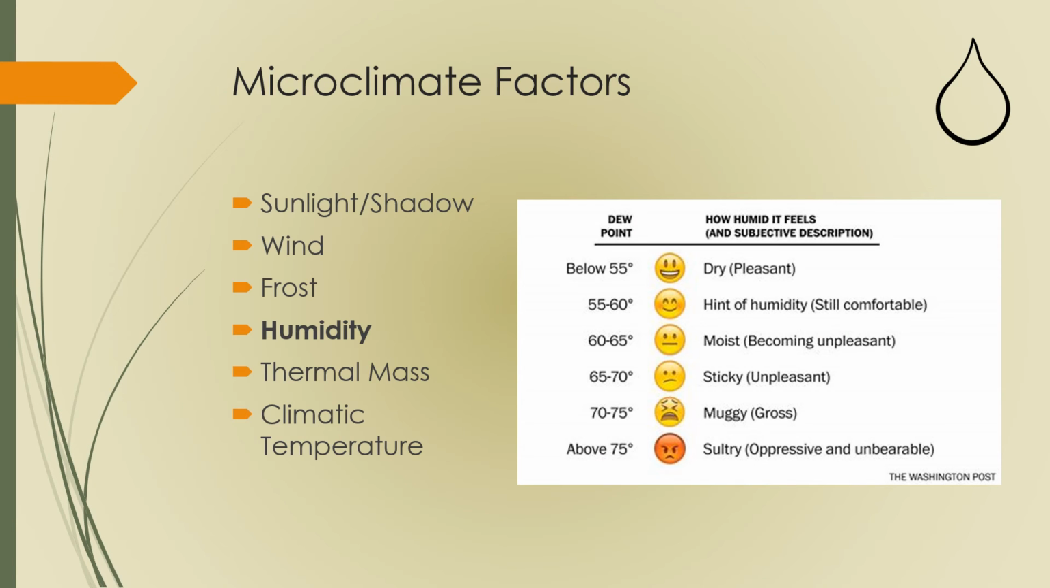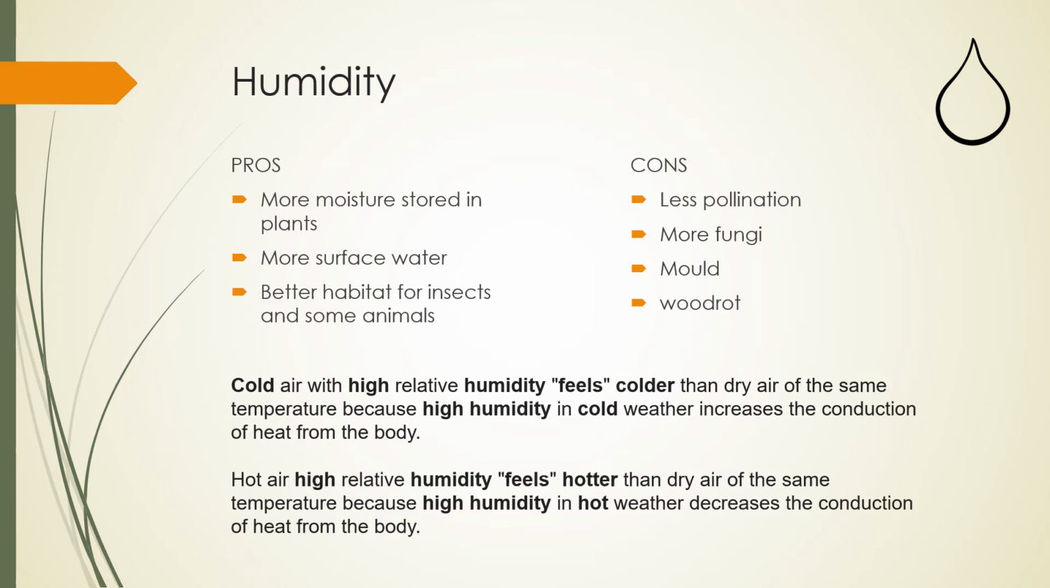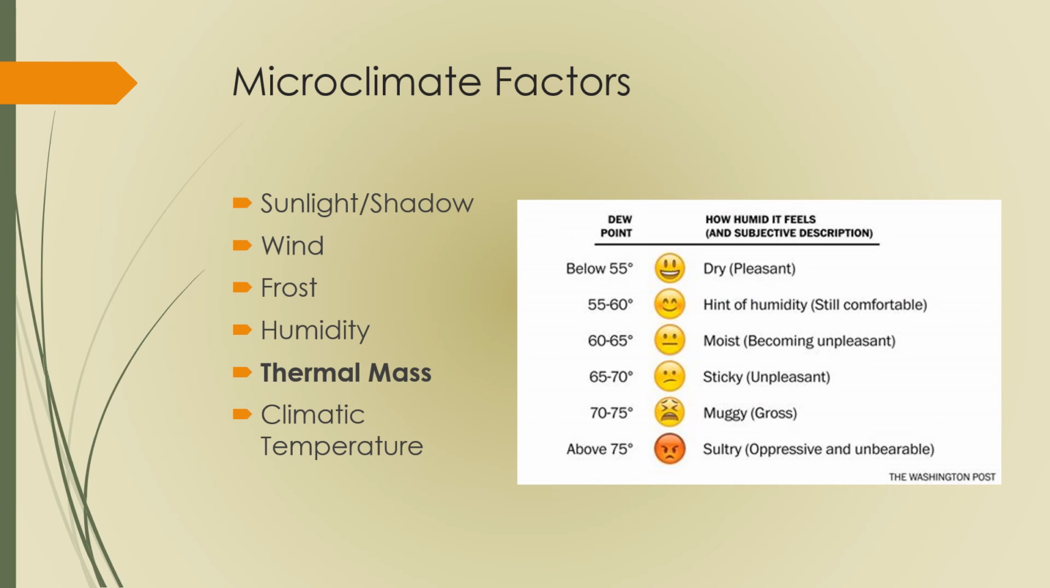The next aspect about a microclimate is humidity. If you have some humidity, then you've got more moisture in the plants, more surface water, and the insects and some of the animals will love it. The downside of humidity is that you can have less pollination because the flowers just don't want to open. You can have more fungi, mold, and wood rot. Now let's move on to thermal mass.